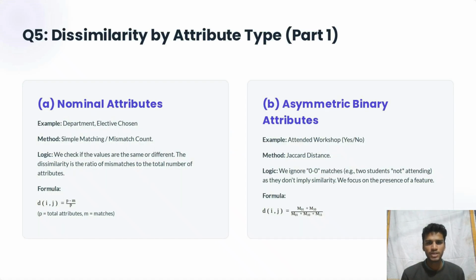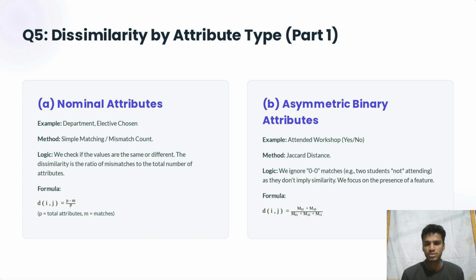Dissimilarity by attribute type, Part 1. Nominal attribute. Example: department, elective chosen. Method: simple matching, mismatch count. Logic: we check if the values are the same or different. The dissimilarity is the ratio of mismatches to the total number of attributes. The formula is given below.